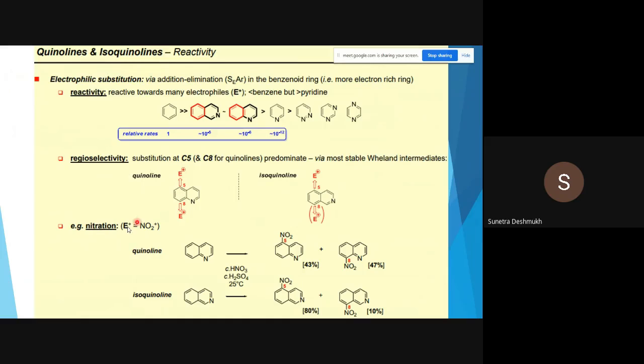Okay, we'll see now nitration of this quinoline ring. As I have told, we need strong acidic conditions: HNO3, H2SO4, 25 degrees centigrade. Nitration goes with 43% product at the 5th position and 47% nitration product at the 8th position. So this is the ratio of the nitration.